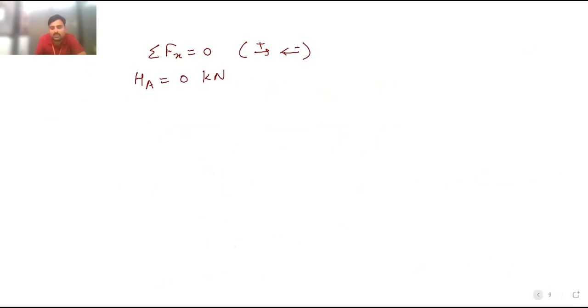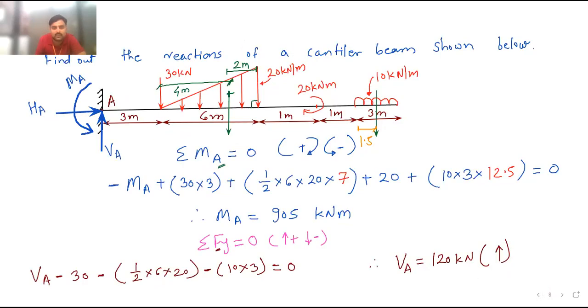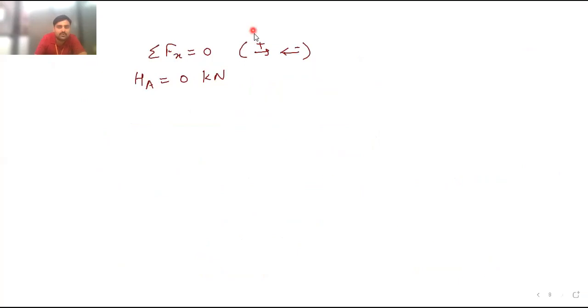Okay, the resultant is RA. But if HA is 0, then your RA and VA must be equal. It will lie on the same line. So you can directly write RA is equal to VA is equal to 120 kilonewton. So here RA is equal to VA is equal to 120 kilonewton. Your HA is 0.